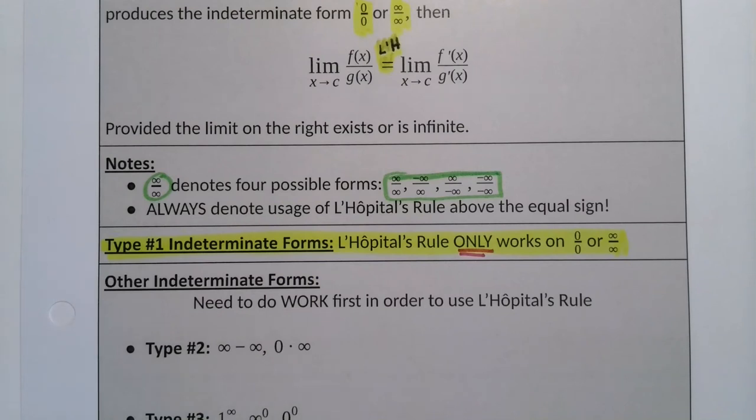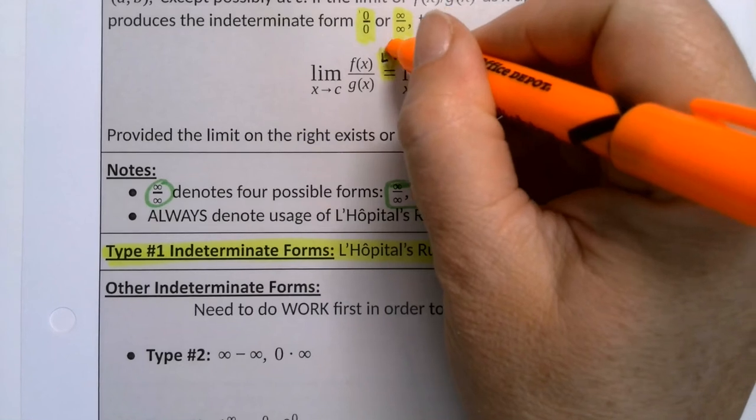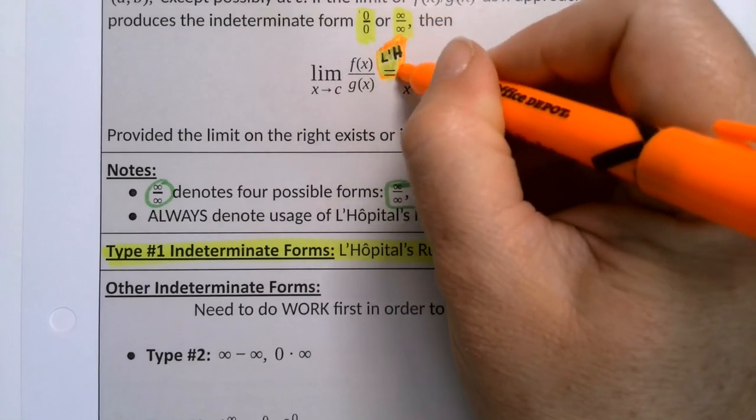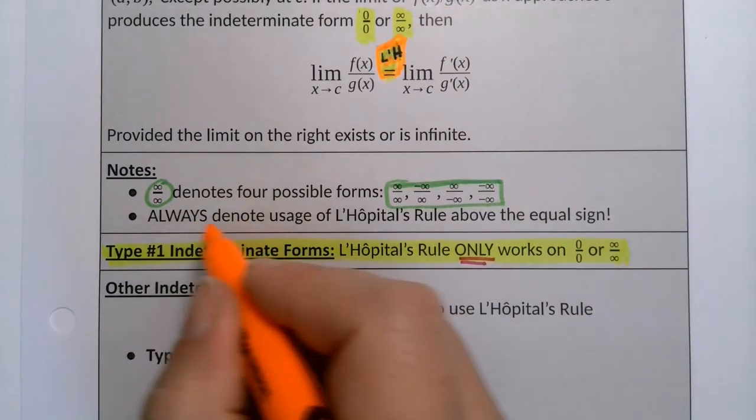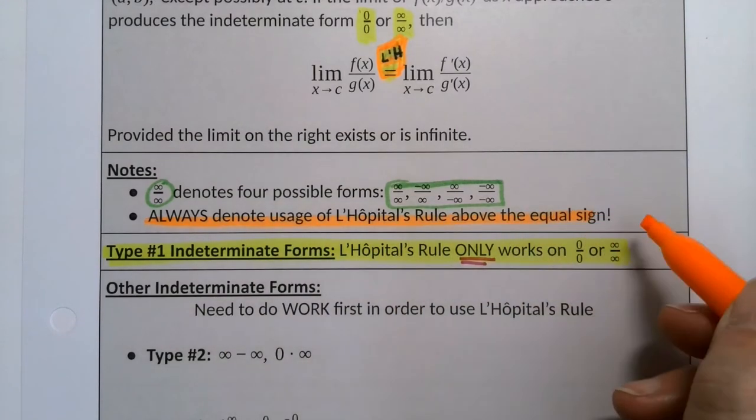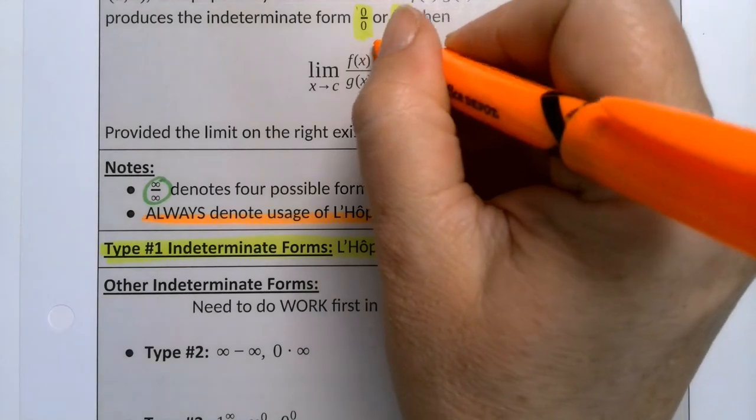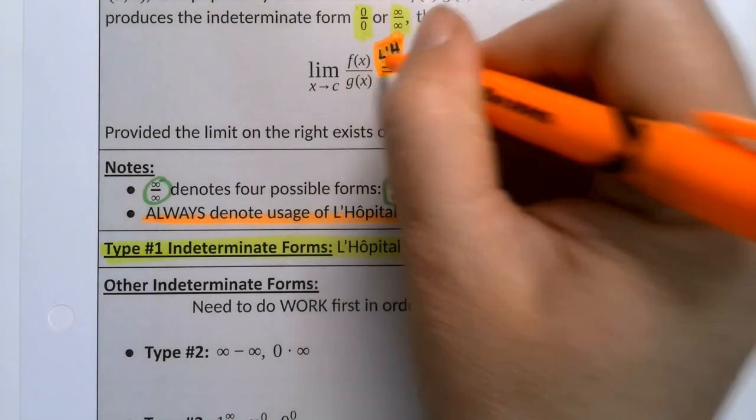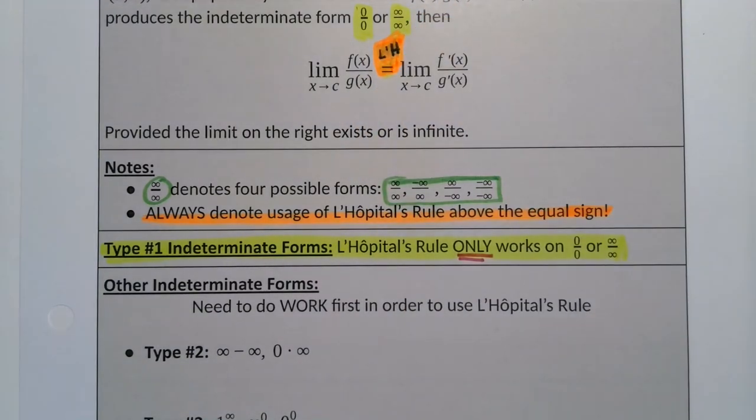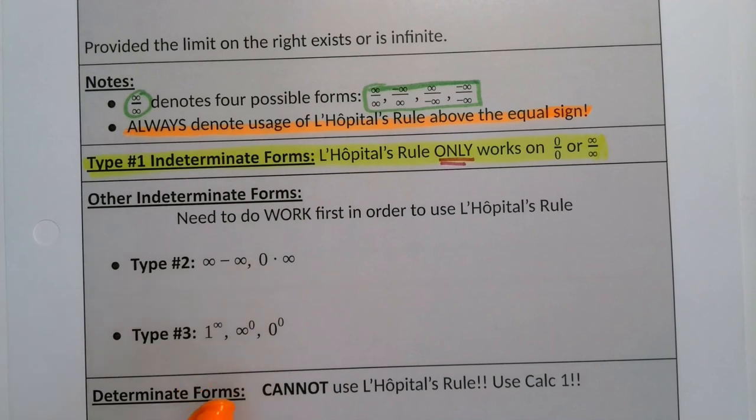And then we always denote the usage. Oh, I should have done it in a different color, I guess. Sorry about that. We always denote the usage. Here, I'll do it in orange right here, of L'Hopital's rule. It always has to be notated above the equal sign, always. And again, it's because they're not actually equal. It's that they're more like closely related and equivalent. So you always have to notate that. All right, we'll come back to the other indeterminate forms in a second.